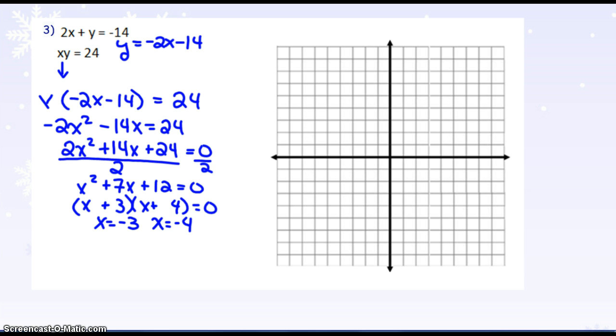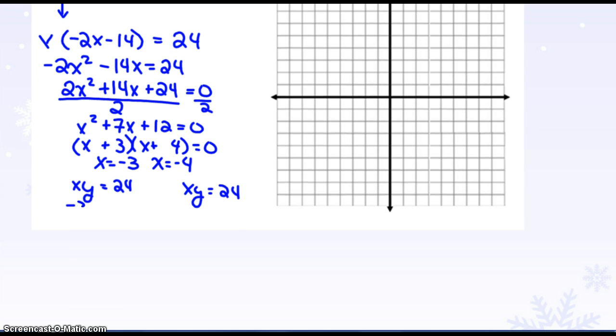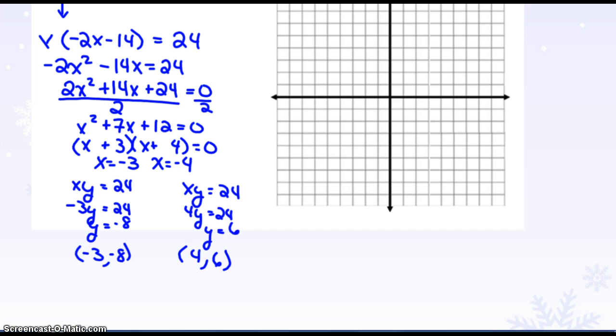Okay, now that you have the x values, you can go back in. X, y equals 24. It's really whatever one you want to use. For me, the hyperbola looks easier at this point. So -3y equals 24. Y equals -8. 4y equals 24. Y equals 6. So my points are -3, -8, and 4, 6.